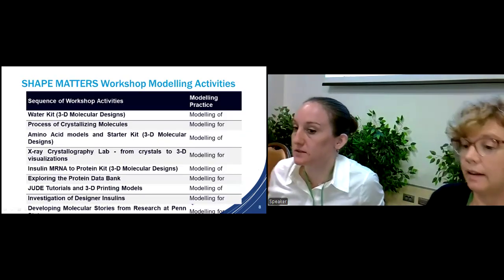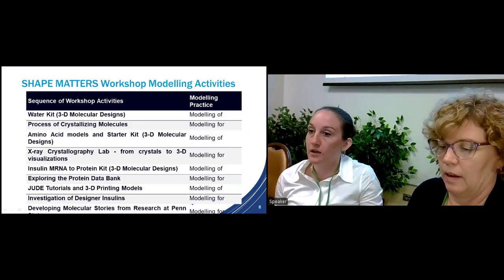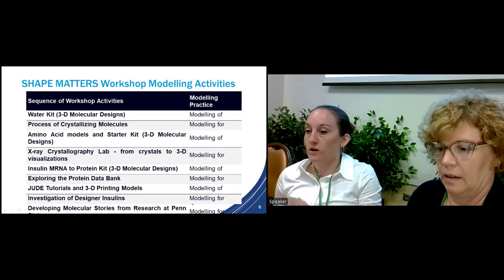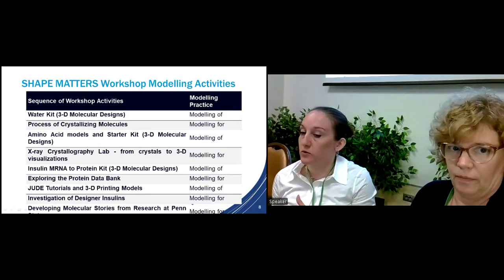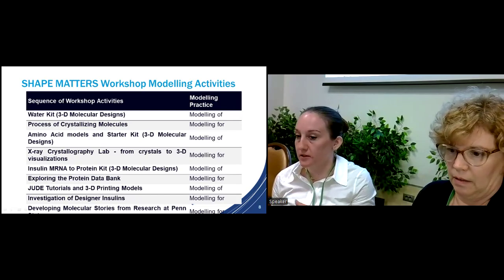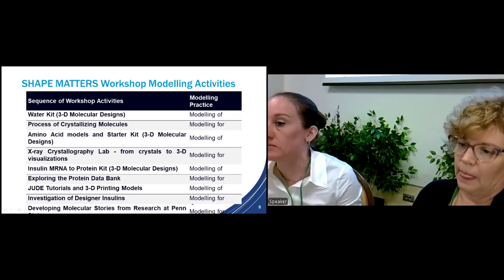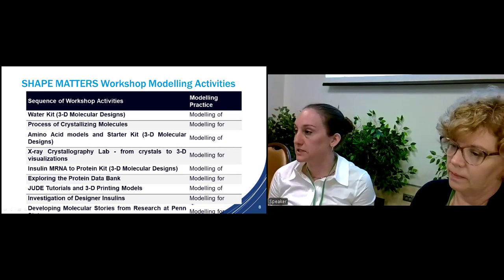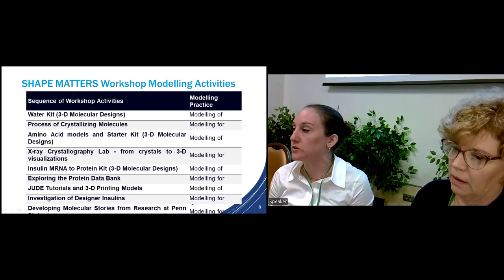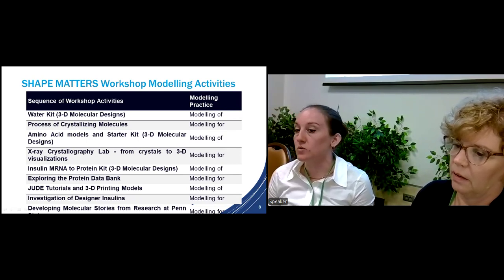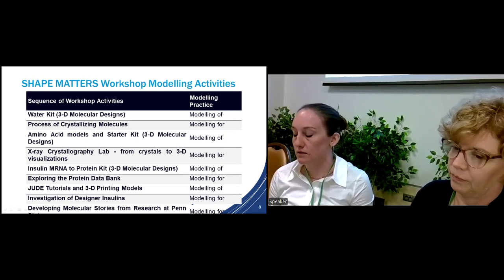So this slide is basically just walking through how we walked back and forth between modeling of and modeling for in the workshop. I'm going to go more into depth in the next few slides, but the idea here is we use modeling of in the classroom to help build teachers' content knowledge, and specifically we're focusing on diabetes, and the molecule in question was insulin.